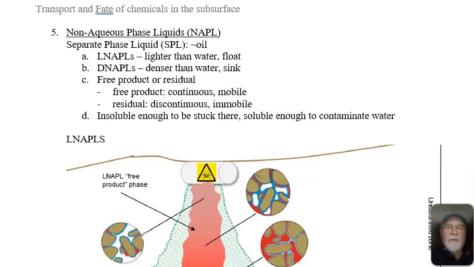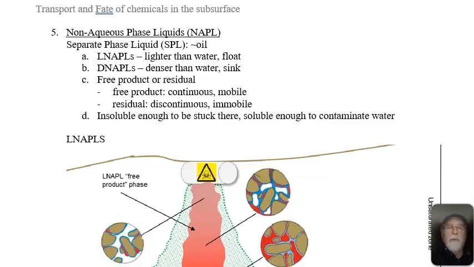Okay, our last step in our quest for benzene is finding it in the non-aqueous phase liquids or separate phase liquids. So we're talking about something that's like an oil that doesn't dissolve completely in water. It's not completely miscible in water. And we divide these into two general categories for very important reasons.